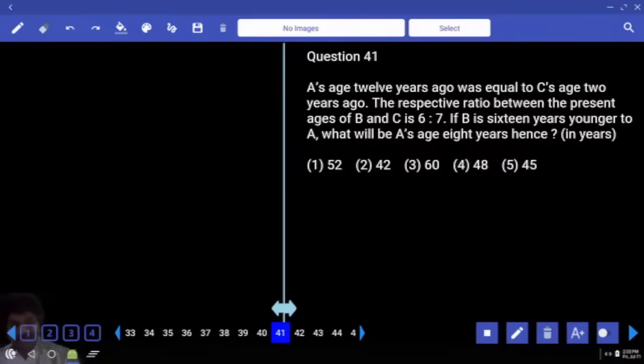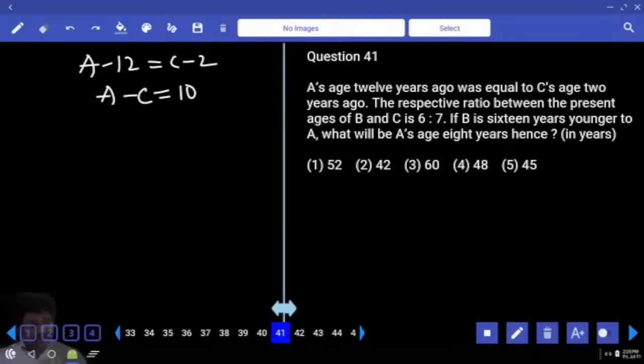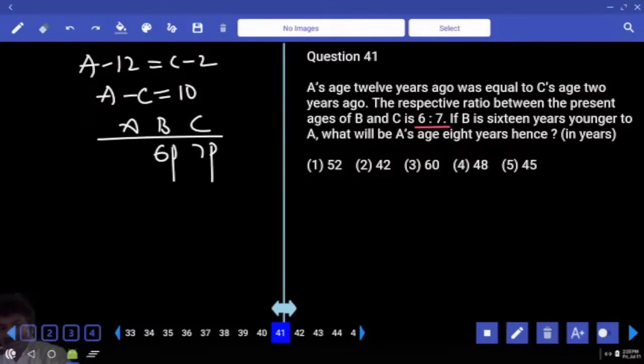A's age 12 years ago was equal to C's age 2 years ago. A's age 12 years back is equal to C's age 2 years back. That means A minus C is equal to 10. Who is elder? A. The respective ratio between the ages of B and C is 6:7. 3 people are there, 6 parts and then 7 parts. Then A's age is 7 parts plus 10.